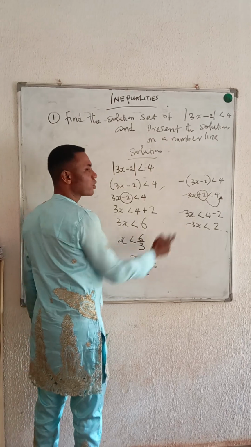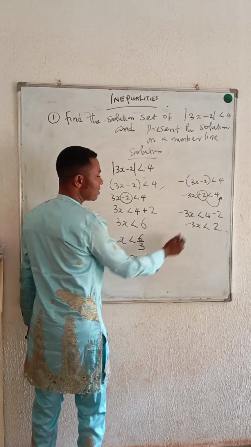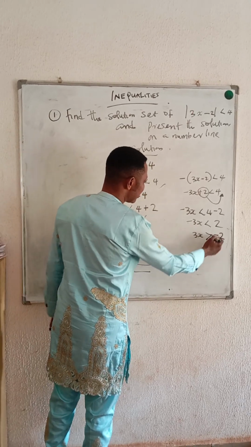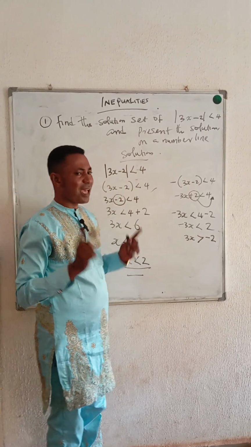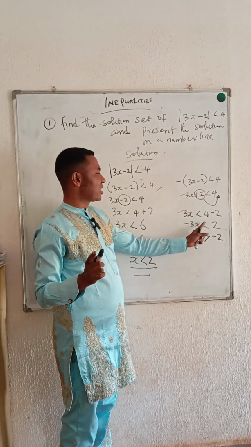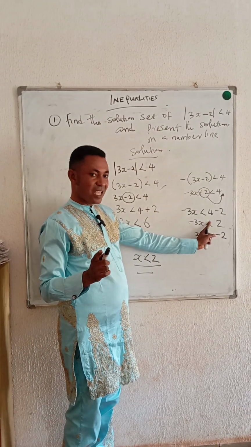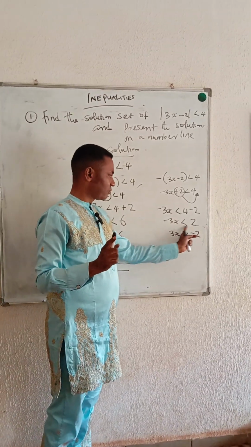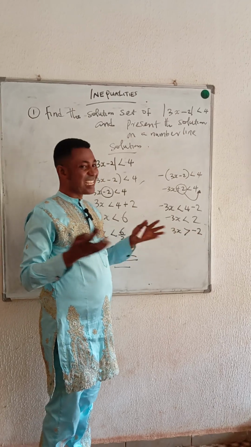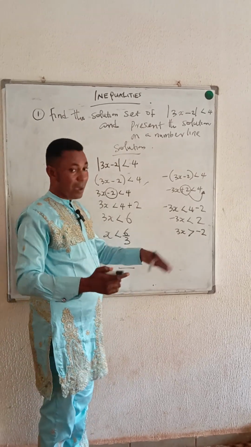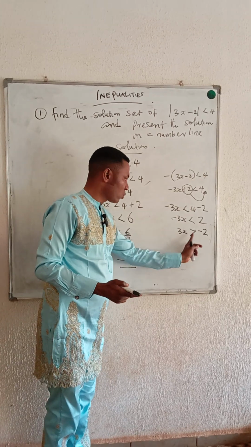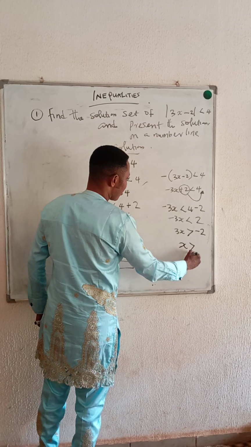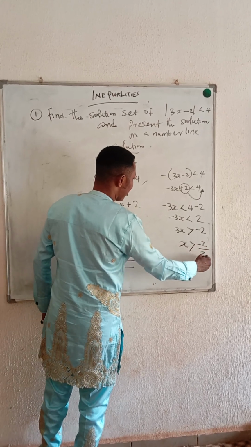Now, what are we going to do? We multiply both sides by minus so that this minus has to leave this side. So we now have 3x greater than what? Minus 2. Why did I change the sign? Why did I change the inequality sign? Before it was less than, now we say greater. Whenever we are multiplying or dividing an expression by a negative sign, maybe negative 1, the inequality sign will have to change. That is why we have 3x greater than minus 2. Now, x becomes what? Minus 2 all over 3.